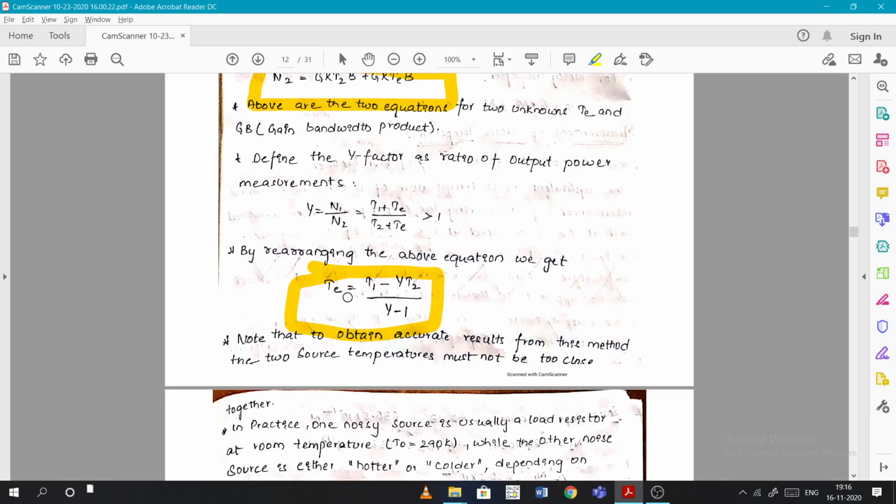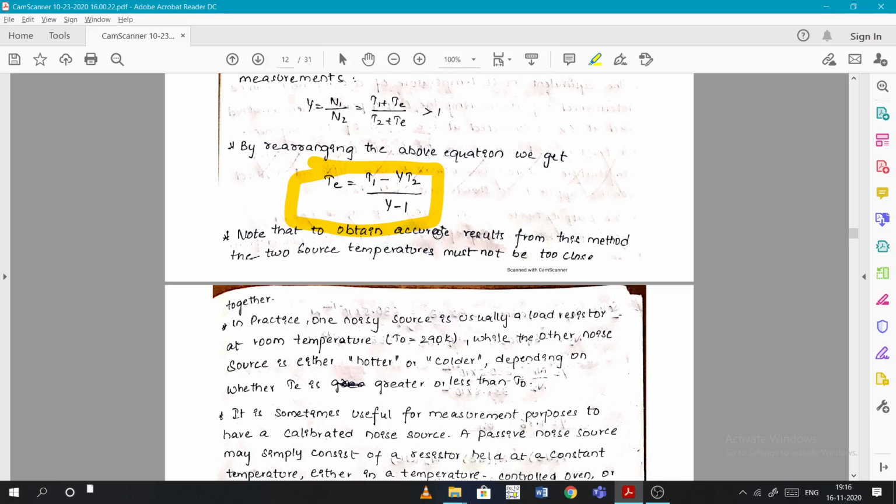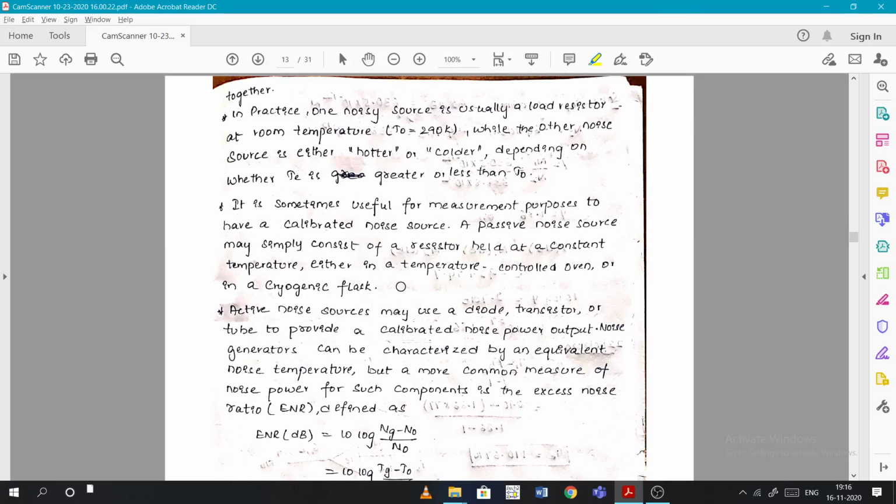To have accurate results, T1 and T2 should not be close, as I told previously. There is another way of doing it. Practically, they will take one temperature as T0, with one resistor at T0. T0 is the room temperature, 290 Kelvin, and the other temperature can be either hot or cold. If the other resistor is at a hotter temperature, we'll get Te as T is greater than T0. If you take the other temperature colder than the room temperature, then we get T is less than T0.